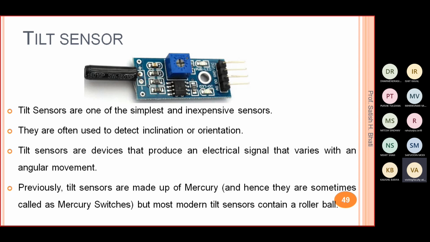If we talk about these kinds of sensors in which we are using electronics, we will find the circuit. Previously, tilt sensors were made up of mercury, and hence they are sometimes called mercury switches. But most modern sensors contain a roller ball inside the sensor, which we'll see. This mercury kind of device is also still used nowadays.